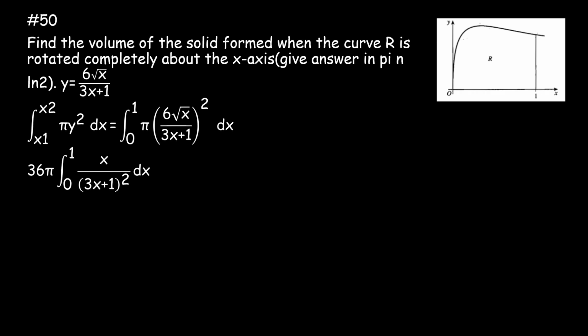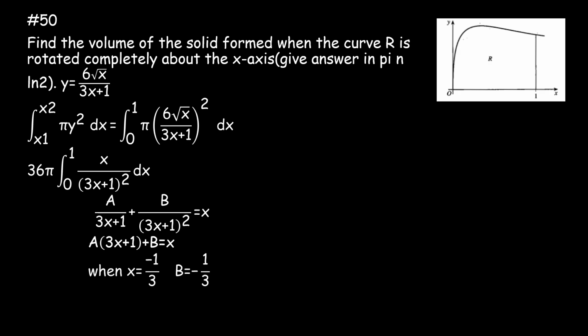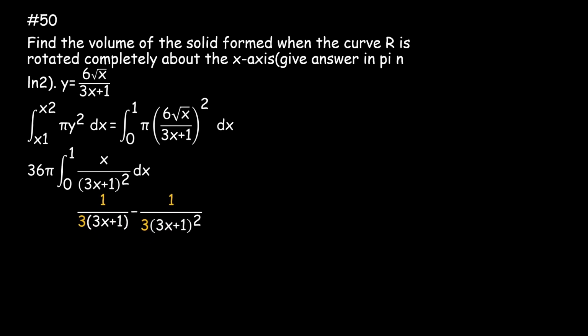Taking out the constants, we have the integral of x over (3x plus 1) all squared. We can work with the partial fractions for this and then focus on the numerator. So when x is equal to negative 1/3, b will be equal to negative 1/3, coincidentally. And then when x is equal to 0, a plus negative 1/3 is equal to 0, and hence a is equal to 1/3. We would replace each of these values for a and b and integrate.